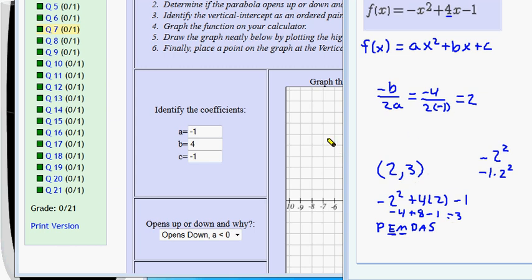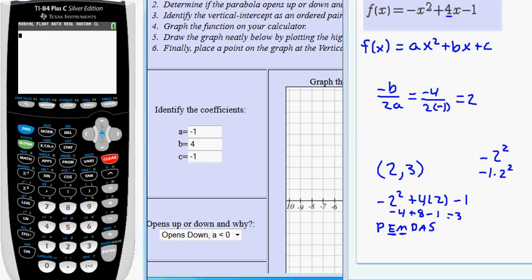Let's check that. I'm going to go to my graphing calculator here, and I'm going to hit y equals. To type my equation in, it's -x squared, so use the negative key, not the subtract key. You're not subtracting x squared from something. It's the opposite of x squared. There's the x key, here's the squared key. Plus 4x, and then subtract 1.